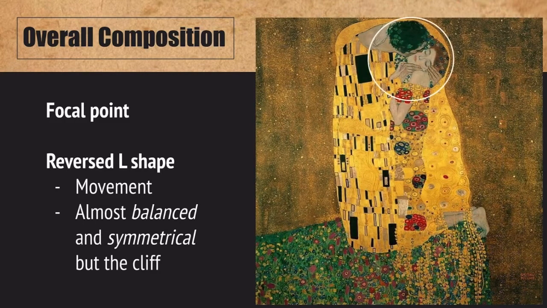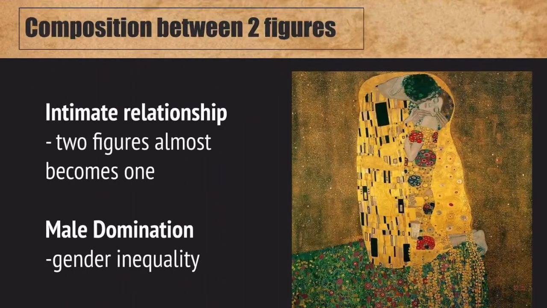Composition-wise, the focal point of the painting is on the faces, where the kiss occurs. The overall composition is in a reversed-out shape. The movement of the eyes would always be led to the focal point. The painting is almost symmetrical. However, the balance is disrupted by the cliff at the bottom, since the lovers are literally at the edge of falling. Then, let's take a closer look at the two figures.